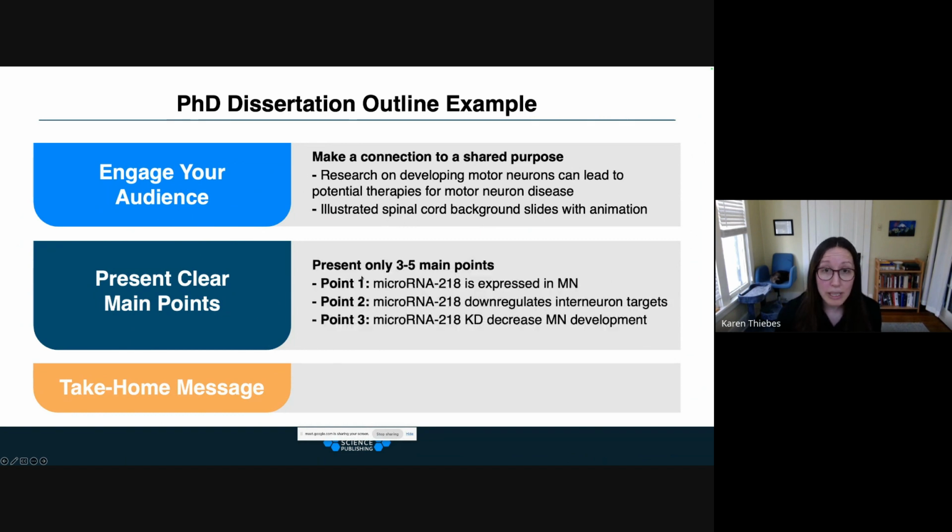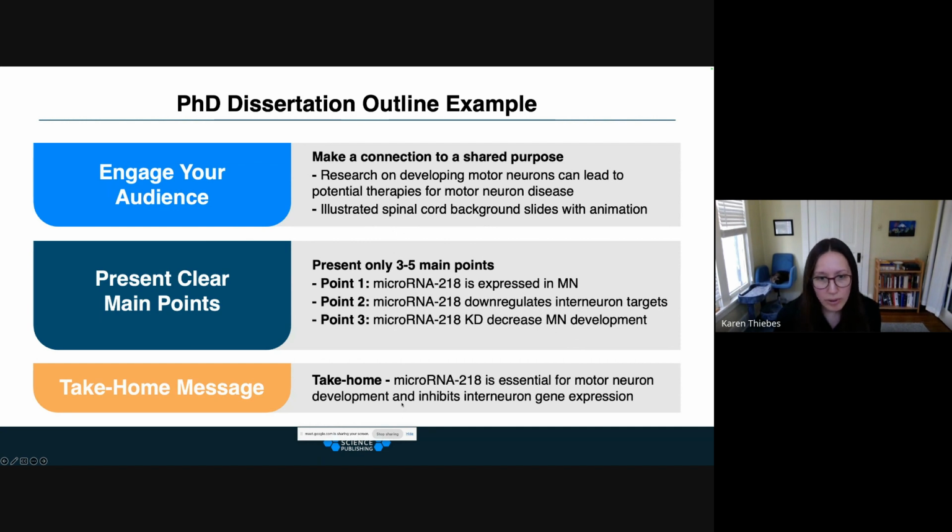I'm going to only present 3 to 5 main points, and 3 points is all I need with very simple statements: this thing is expressed, this thing was down-regulating targets, and this thing is important for motor neuron development. And finally, I have a take-home message and a take-home slide example showing that microRNA tweaking is essential for motor neuron development and does the thing that I set out to prove.